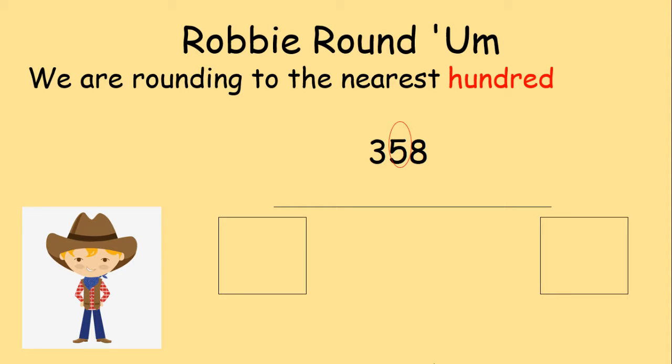I know that if I am rounding 358, if I round down, the nearest 100 would be 300. And if I round up, the nearest 100 would be 400. I'm going to look in my tens column. My number is 5 or more, so that means I'm going to need to round up. Therefore, 358 rounded to the nearest 100 is going to be 400.